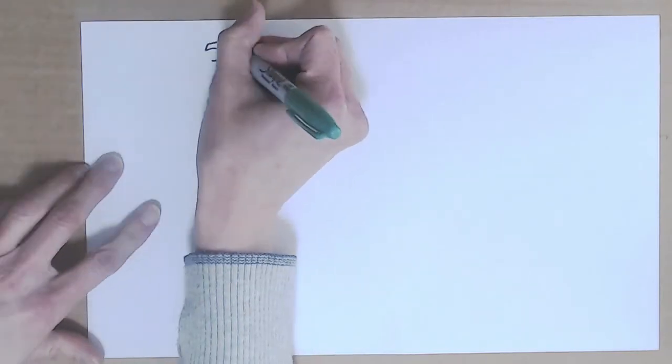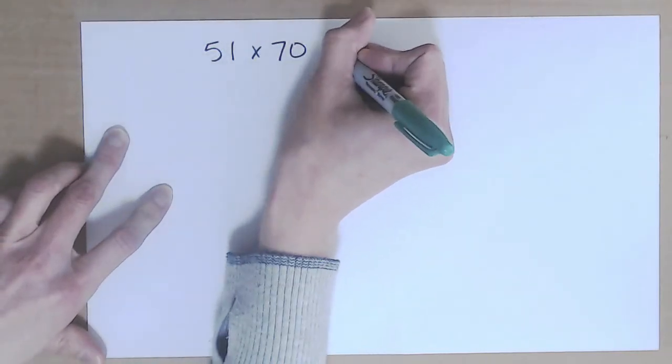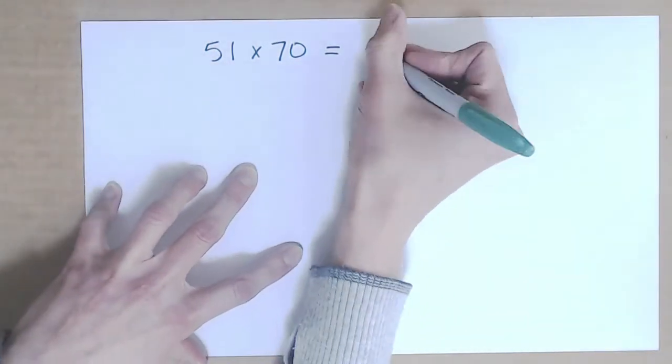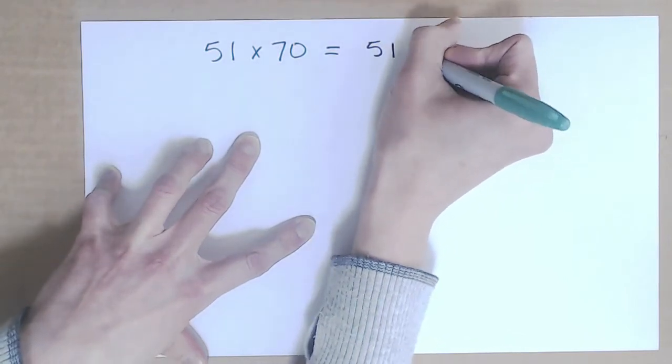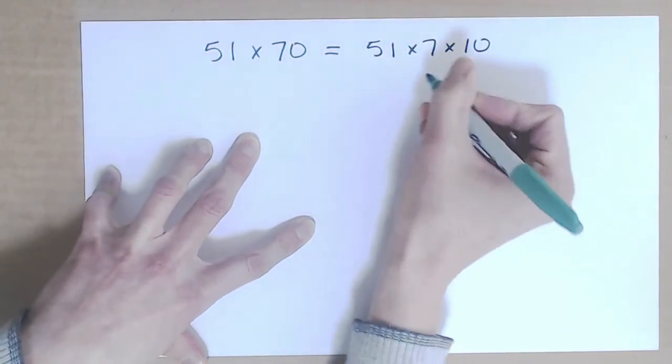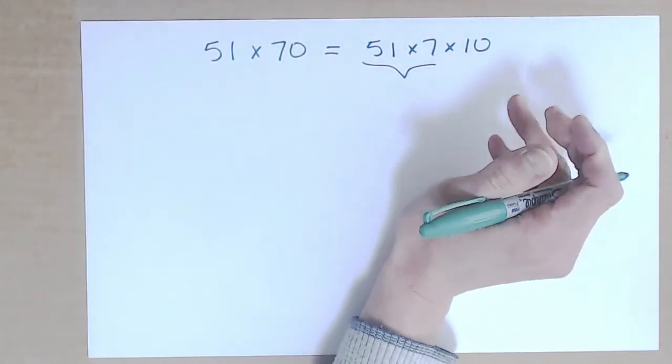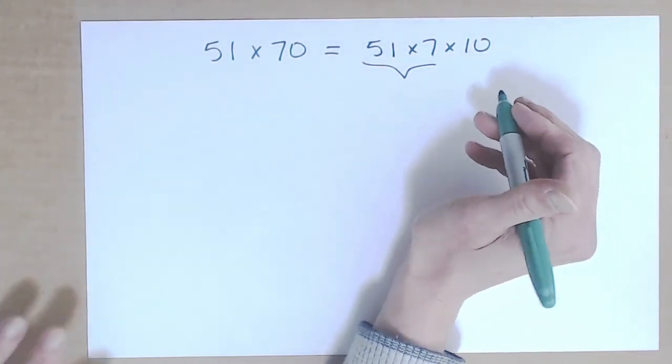I'll show an example of a 2-digit times a 2-digit that you might see. Something like this you might see on the sprint. 51 times 70. So now here, what you want to do is break up that 70. Because if you can do this, all you need to do to multiply that by 10 is to add a 0. So let's do that.